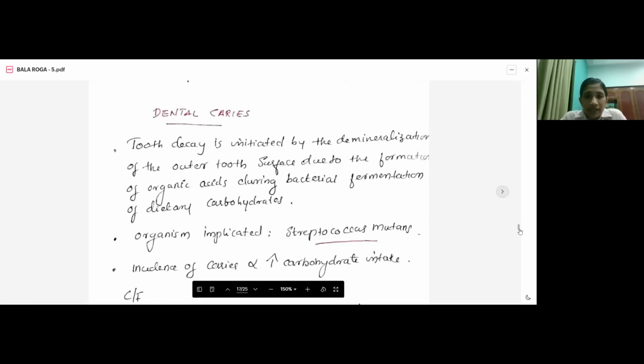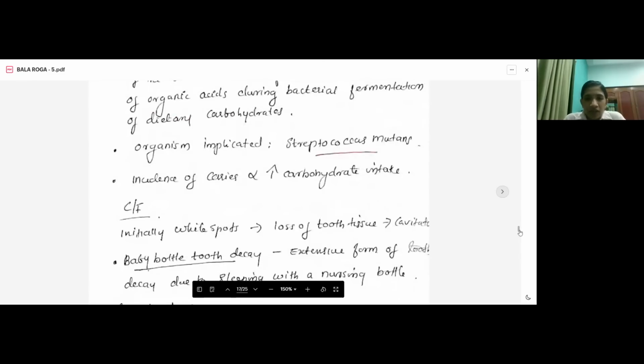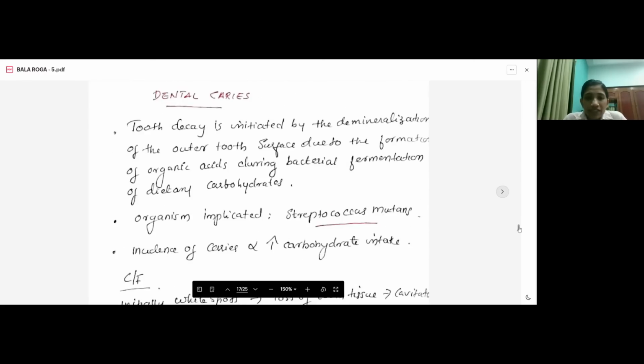Next is dental caries. You know that in children, this is increasing nowadays. They are very fond of chocolates or foods which are mainly sweet and other carbohydrates. Tooth decay is initiated by the demineralization of the outer tooth surface due to the formation of organic acid during the bacterial fermentation of the dietary carbohydrates.